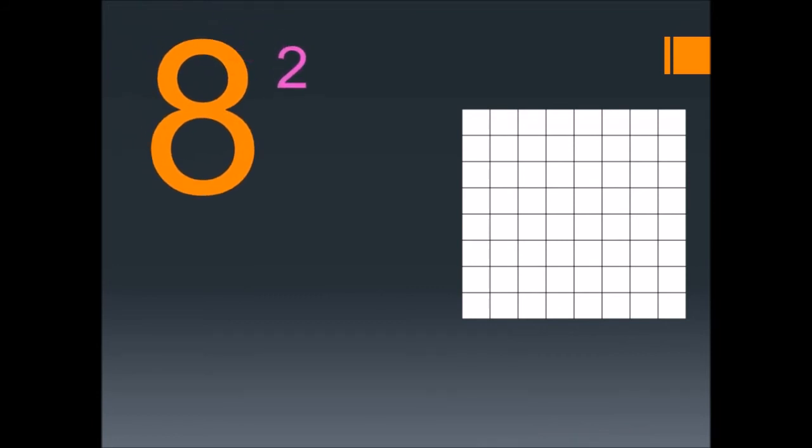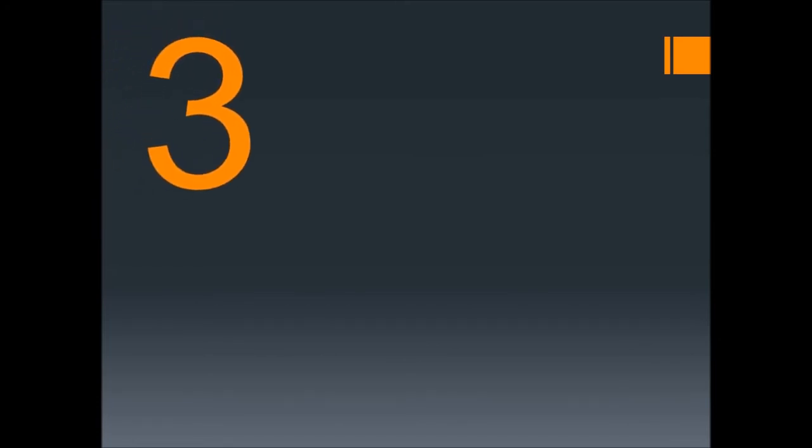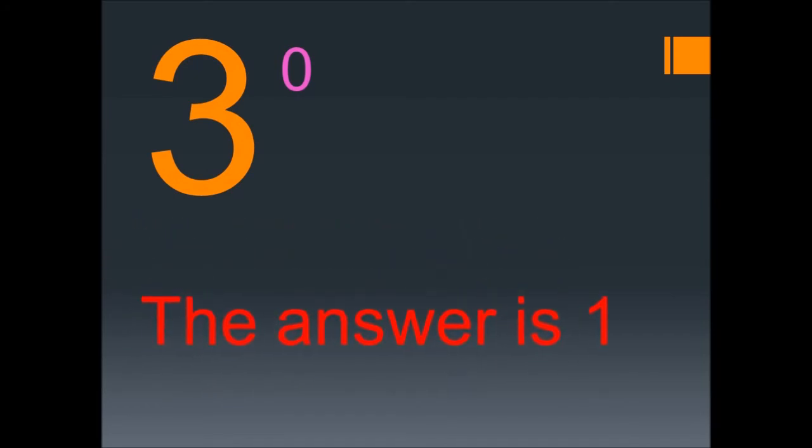Eight squared. And when we talk about area, we're always talking about square units. So you've seen this before. 8 squared is 8 2 times. 8 times 8. Our next example, 3 to the 0 power. Remember the unique rule when you raise anything to the 0 power. And the answer is 1.